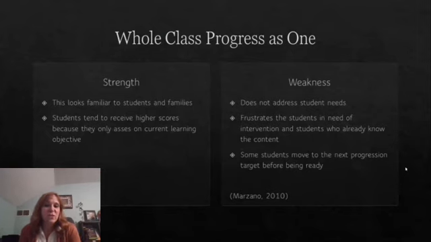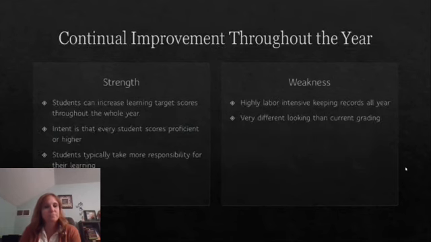It can frustrate students who need intervention or already know the content, and some students move into the next progression without being ready for it. So if students haven't mastered how to identify slope-intercept form, y equals mx plus b, and now they're expected to graph, sometimes they don't catch on to that next target or that next progression.